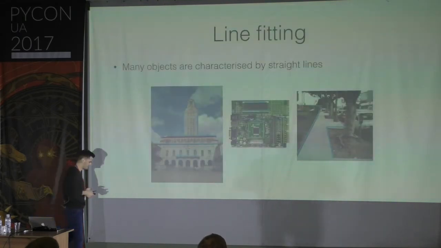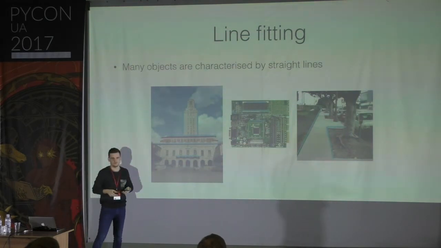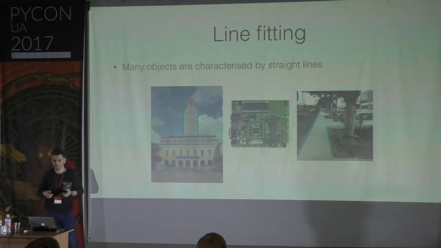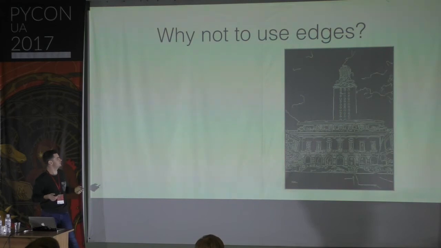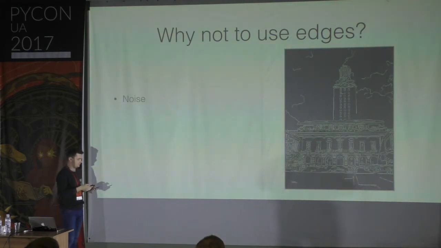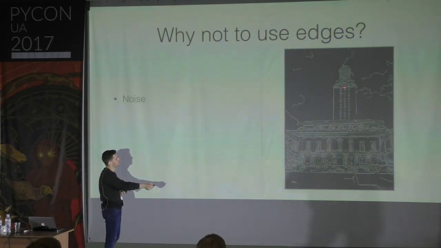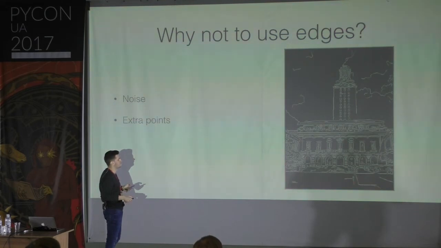So naturally, the next step we want to take after detecting edges is to detect lines. Lines get a bit more complicated. So why don't we just use edges, since we already have them? Edges are still noisy. You see here, we don't have a straight line. We have some noisy parts here, and again here. There are some extra points which are not actually part of the line. So you see some noise here.